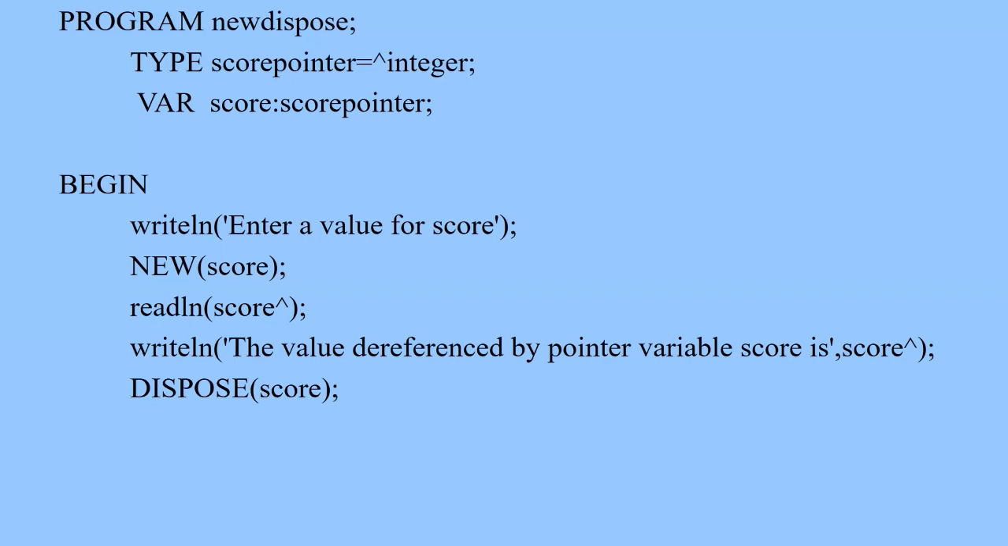And then we erase the content in the memory location that we have created called score, because we are already done with it. So we no longer need it. So we dispose it. Then readline is to pause to allow the user to see the results, and that is the end of the program.